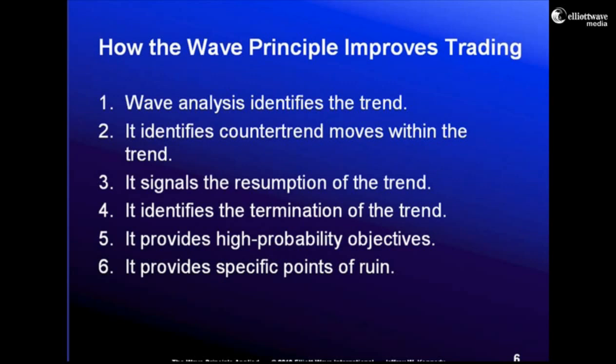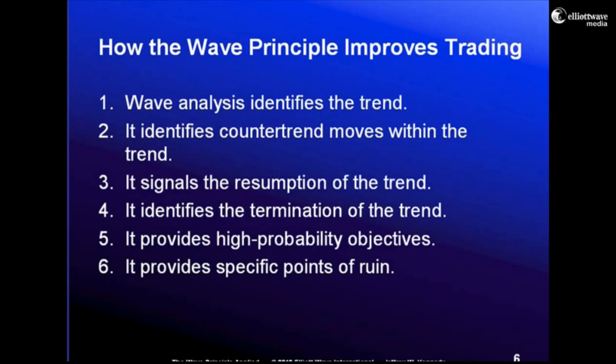It identifies the termination of the trend. How does it do that? Well, that 5th wave lets you know that the upside is limited or the trend is very mature within its progression. The way you can utilize that knowledge from a trading perspective is to raise your protective stops, maybe take some trades off the table, so to speak. It's an excellent tool with respect to risk management as well. It provides high probability objectives by means of the Fibonacci sequence, Fibonacci retracements, Fibonacci objectives.